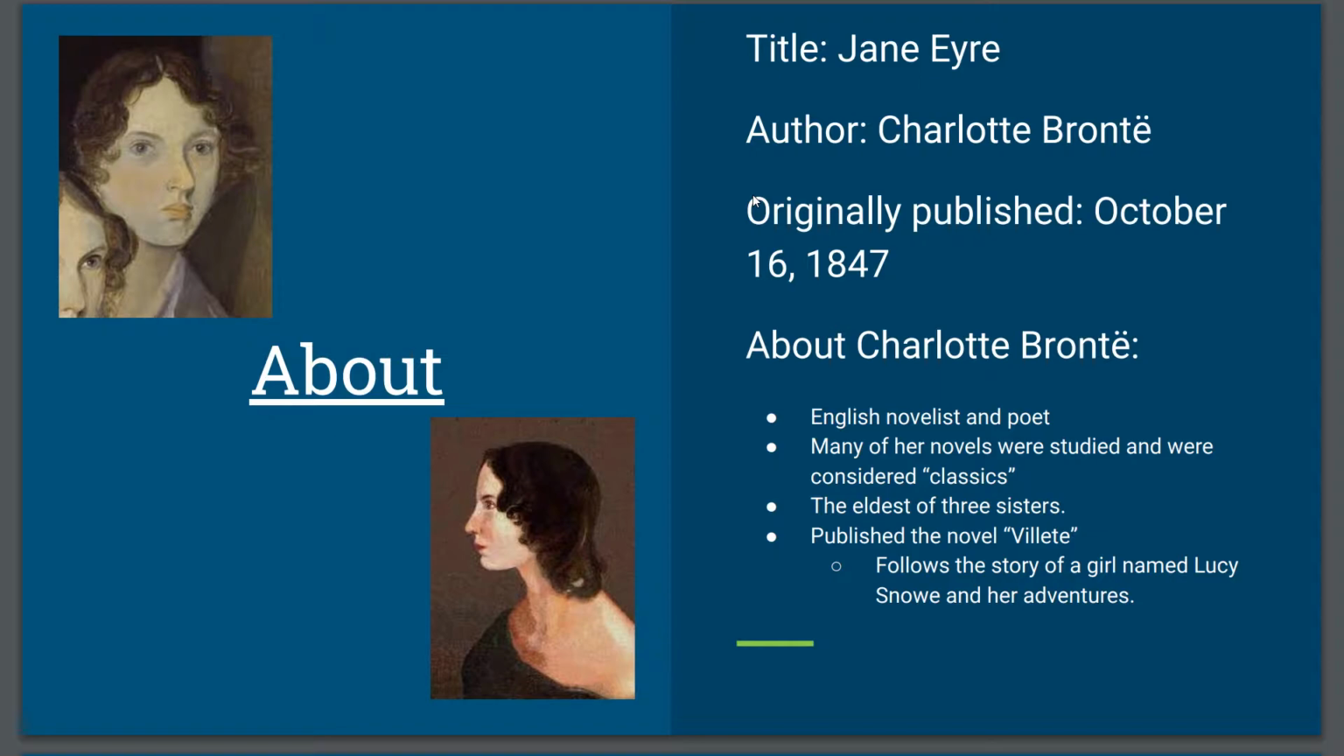So the author of the novel Jane Eyre is Charlotte Bronte, and it was originally published on October 16, 1847. Charlotte Bronte was an English novelist and poet, and many of her novels were studied and considered classics. She even published the famous novel Villette, which follows the story of a girl named Lucy Snowe and her adventures. And if you direct your attention to the left here, you can see an art painting of Charlotte Bronte.